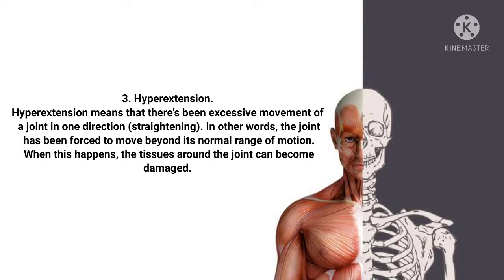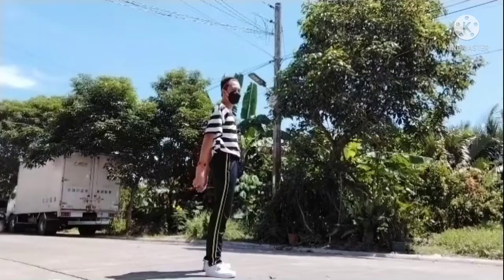Hyperextension. Hyperextension means that there's been excessive movement of a joint in one direction, straightening. In other words, the joint has been forced to move beyond its normal range of motion. When this happens, the tissues around the joint can become damaged.